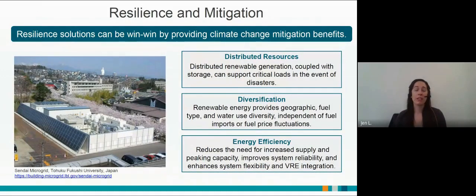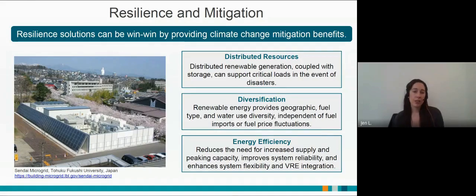So I want to talk about, of course, with energy being near and dear to my heart, that resilience and mitigation can go hand in hand. I gave a few examples of that, but they really can be win-win. And I want to talk just a little bit about how renewable energy and clean energy in certain situations can be a win-win, both climate change mitigation benefits and resilience benefits.